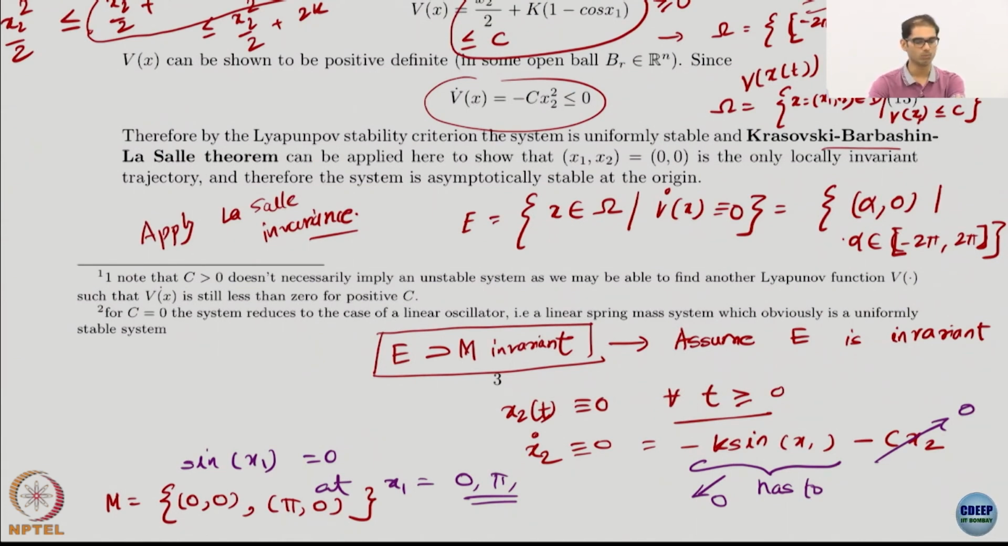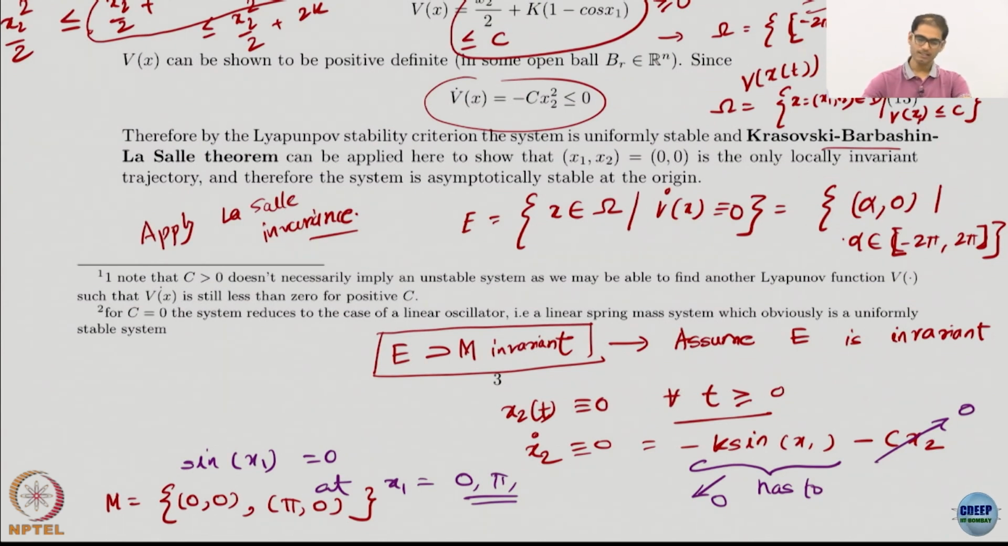You cannot have anything more. Why? Because I started with E being invariant, which is the largest set I had to work with. From there I could only get out that these 2 points give invariance. And what are these points? These are exactly this and this.